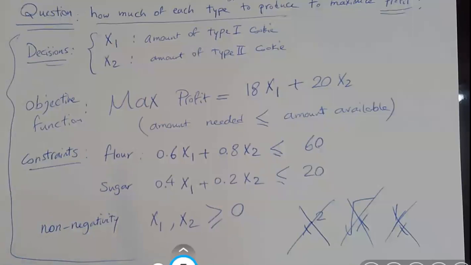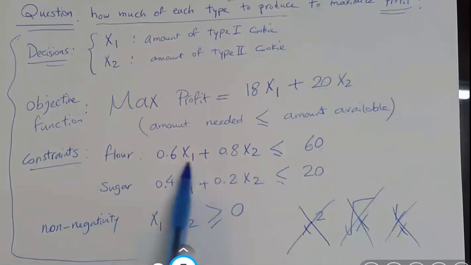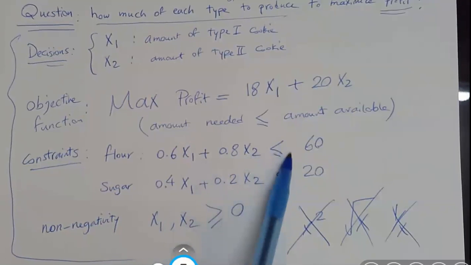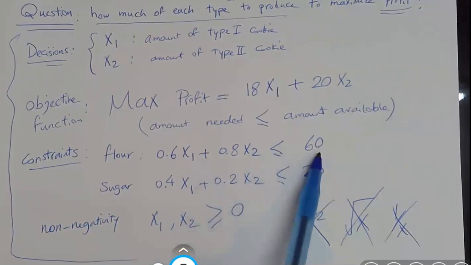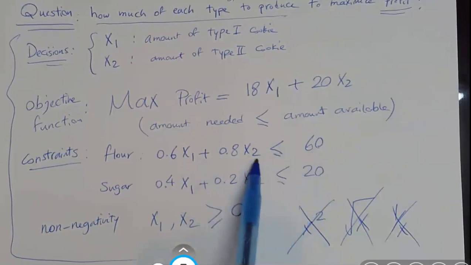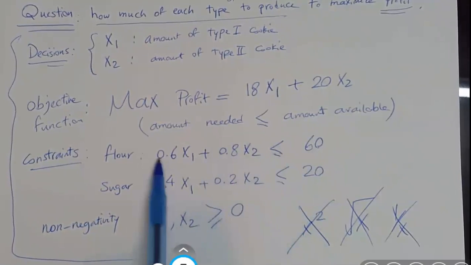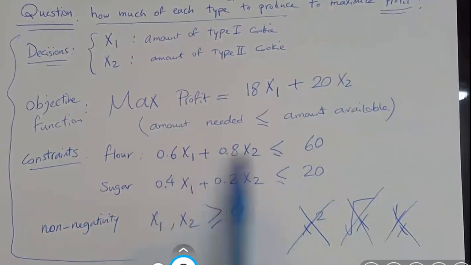So each constraint has a left-hand side, a sign for the constraint, and a right-hand side. So this is a less than or equal type of constraint. Left-hand side is a linear function, right-hand side is a fixed value, a constant, right?